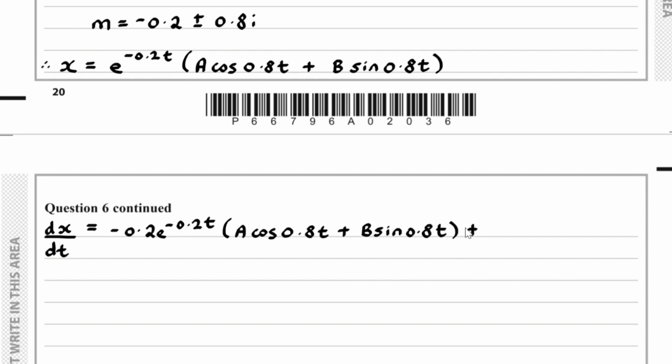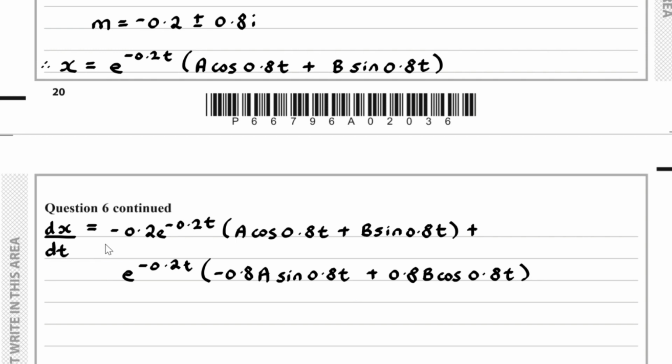and then we add on u, which is e to the power of minus 0.2t times v dash, which is minus 0.8a sine of 0.8t plus 0.8b times the cosine of 0.8t.